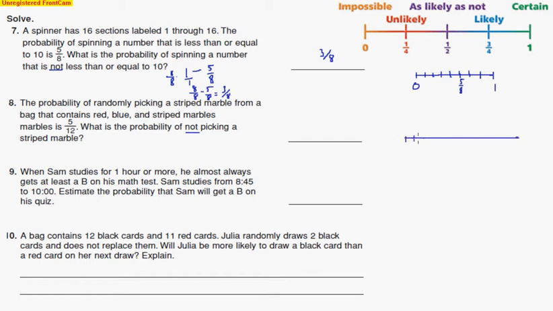This would be 1, 2, 3, 4, 5, 6, 7, 8, 9, 10, 11, 12. So this would be 1 here. This would be 0, 1, 2, 3, 4, 5. This is 5/12. They're asking for the remaining amount to 1. So you can count them and figure it out.